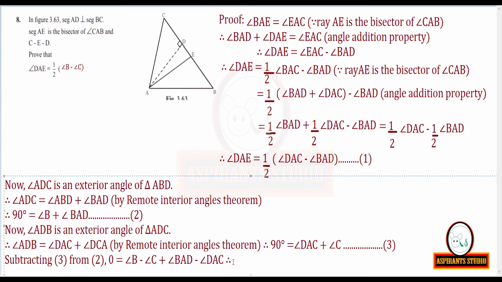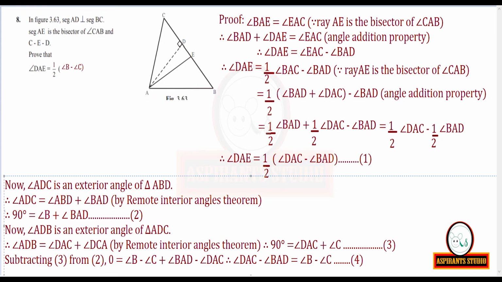Keep measure of angle B minus measure of angle C on the right hand side and take the remaining to the left hand side. So minus DAC will become plus DAC, plus BAD will become minus BAD. So you will get measure of angle DAC minus measure of angle BAD is equal to measure of angle B minus measure of angle C. This is equation number 4.